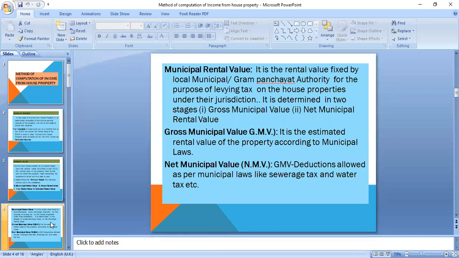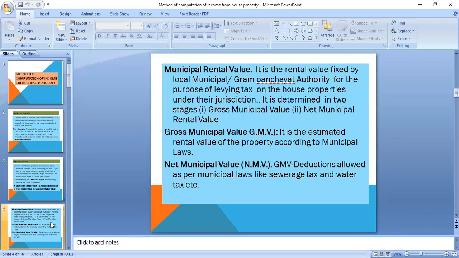Actually, it is a rental value fixed by the municipal authorities. In cases where your property is situated in a municipality, or at the Gram Panchayat level, the local authorities are going to fix a certain value as a rental value for the purpose of levying the tax on that house property under their jurisdiction. That value is called the municipal rental value.